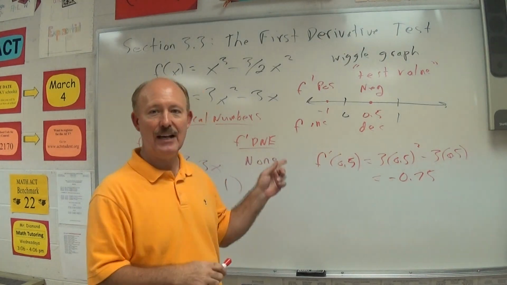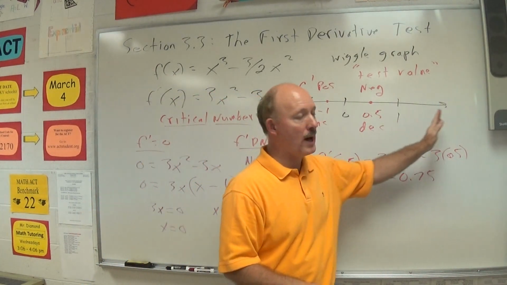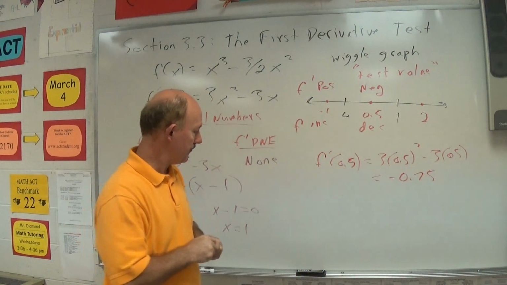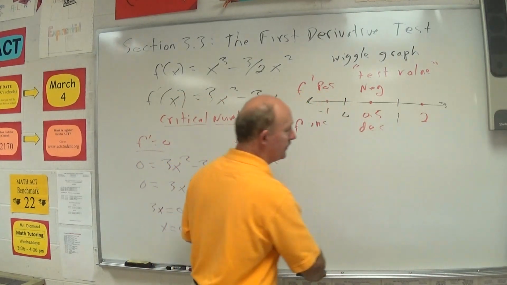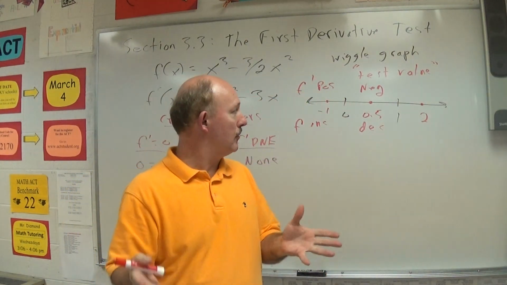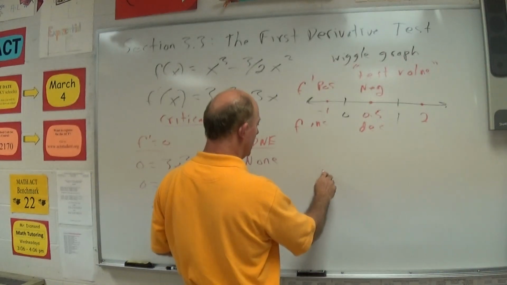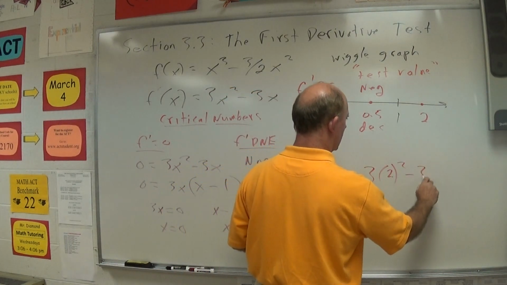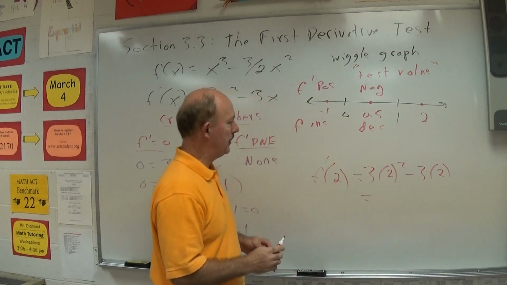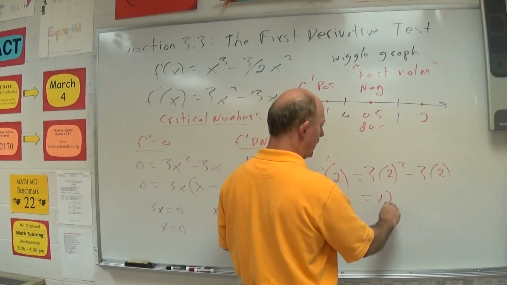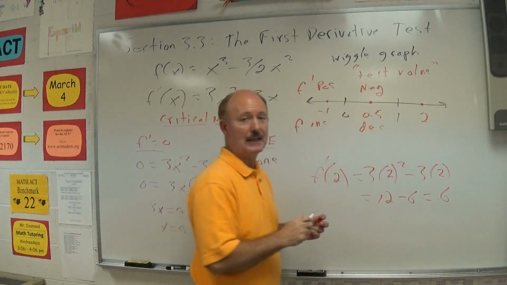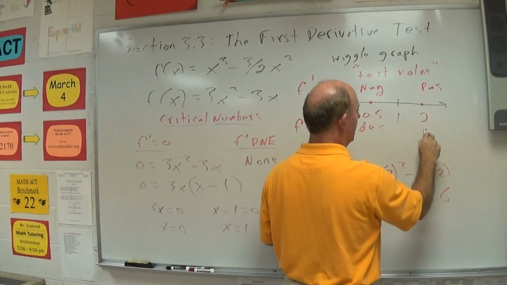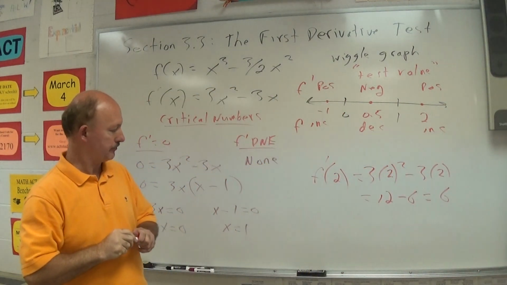Now let's try the last interval. The last part of the graph goes from 1 to positive infinity. So let's pick a test value, about 2. Let's substitute 2 into the first derivative and see if the graph is increasing or decreasing on that interval. The derivative at 2 is 3 times 2 squared minus 3 times 2. So 4 times 3 is 12, minus 6, which is positive 6 again. So on the interval from 1 to positive infinity, the derivative is positive, and that means the graph is increasing again.